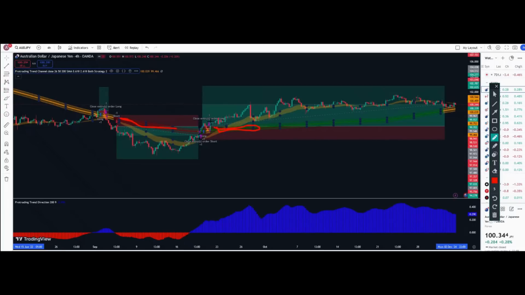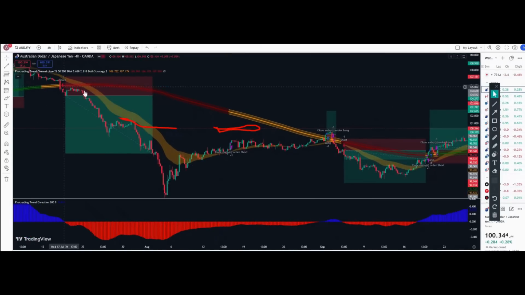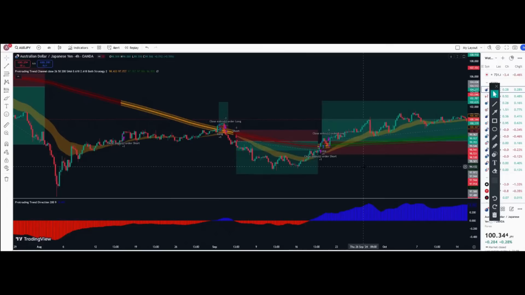Once price is trading above the channel and also trading above the cloud, you can see there is a cloud forming. So once price is above the channel and also above the cloud, it means we are currently in an uptrend. In the same vein, when you have price below the channel and also below the cloud, it means we are currently in a downtrend. So what do we do when we are in an uptrend?